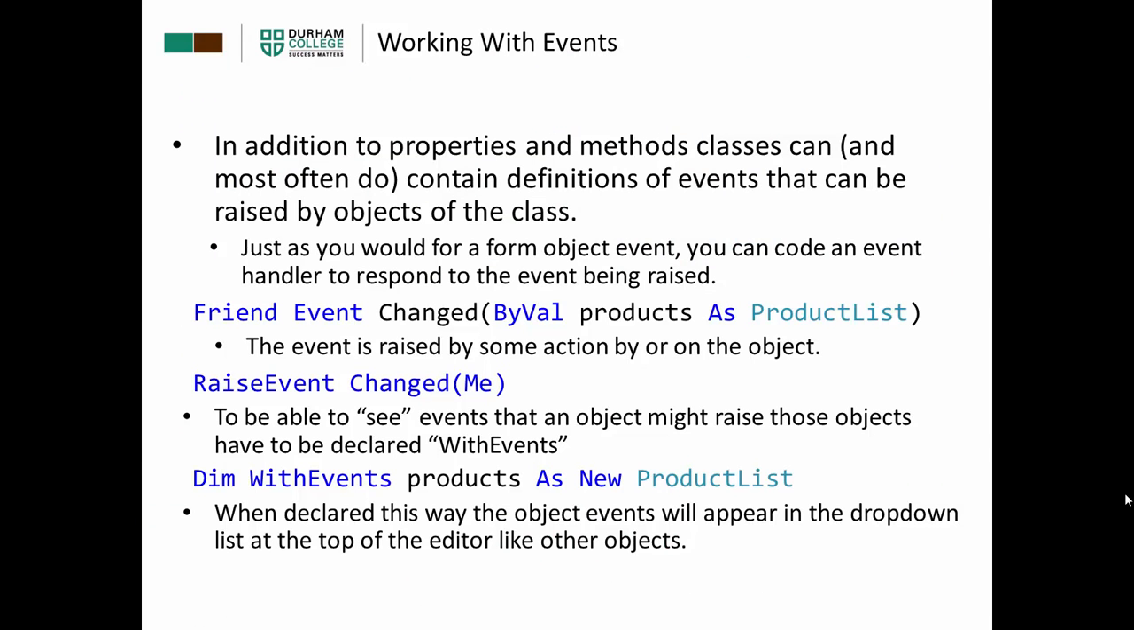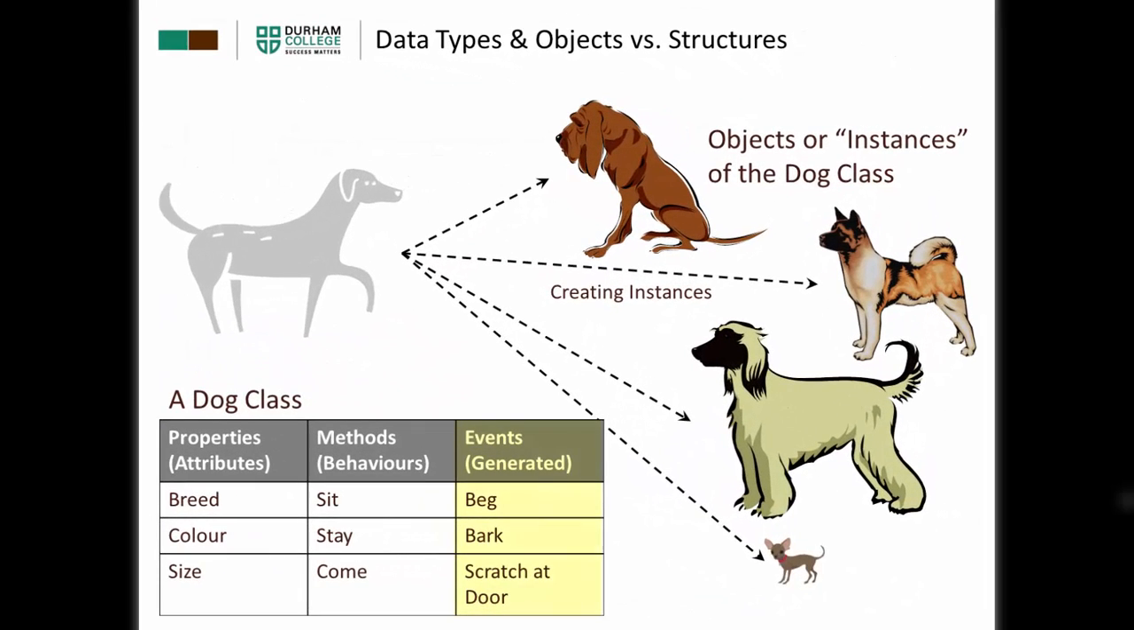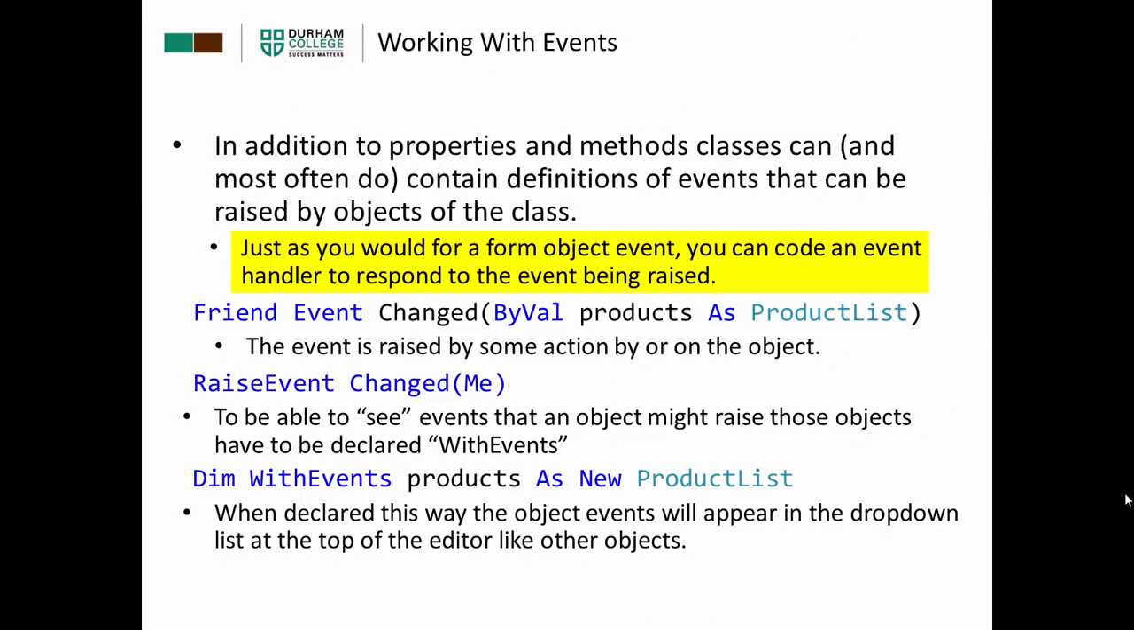When working with events, it's much the way we write event handlers for handling the event of a button being clicked or text being changed or something like that. We can create events in classes so that they send signals to the presentation tier, which you can then handle with an event handler. We talked about this earlier in the semester when we were talking about class definitions and abstraction. We talked about classes usually containing events, which are things they do to signal other aspects of their environment. Just as you would for a form object event, you can code an event handler to respond to the event being raised.